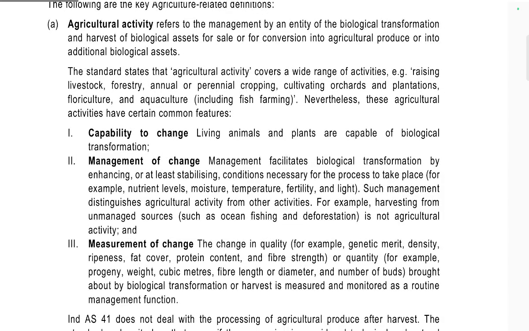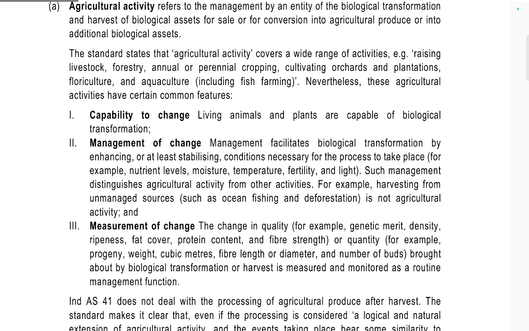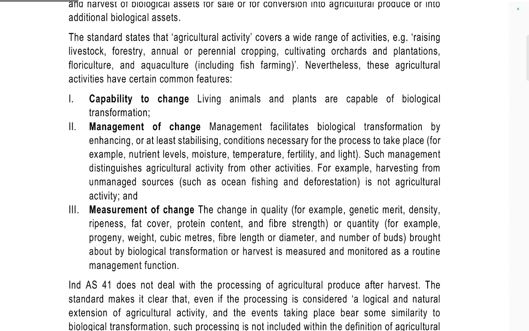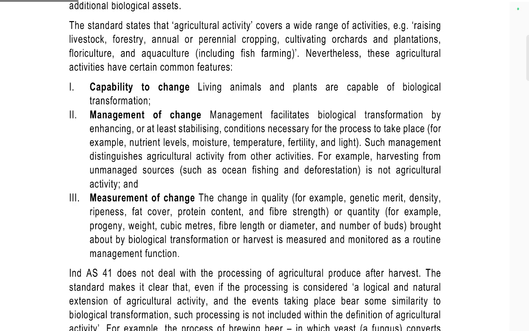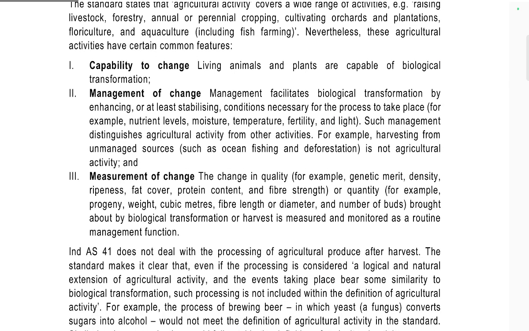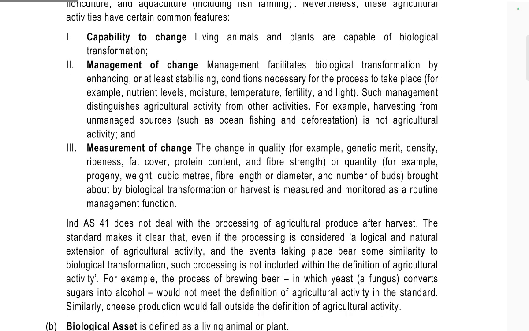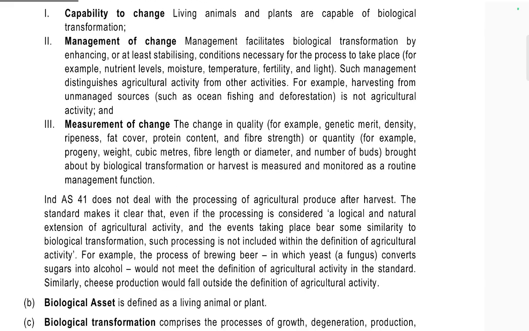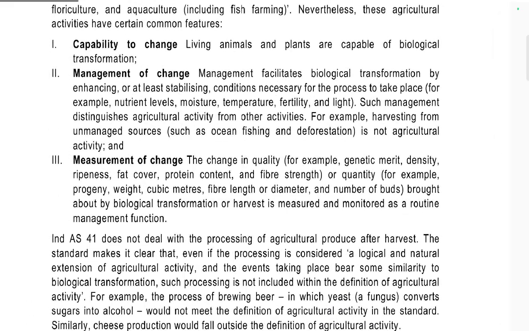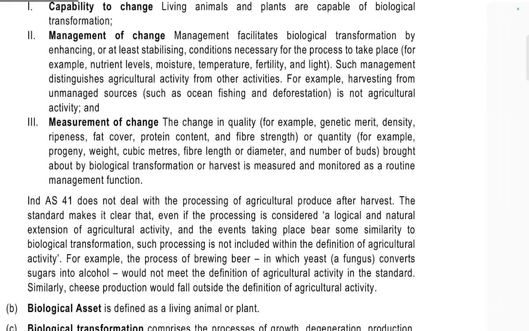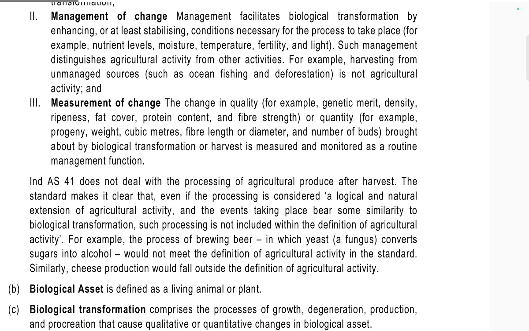The standard states that agricultural activity covers a wide range of activities, such as raising livestock, forestry, annual or perennial crops, cultivating orchards and plantations, floriculture, and aquaculture. Nevertheless, these agricultural activities have certain common features: capability to change, meaning living animals and plants are capable of biological transformation. Management of change facilitates biological transformation by enhancing, or at least stabilizing, conditions necessary for the process to take place, for example nutrient levels, moisture, temperature, fertility, and light. Such management distinguishes agricultural activity from other activities.